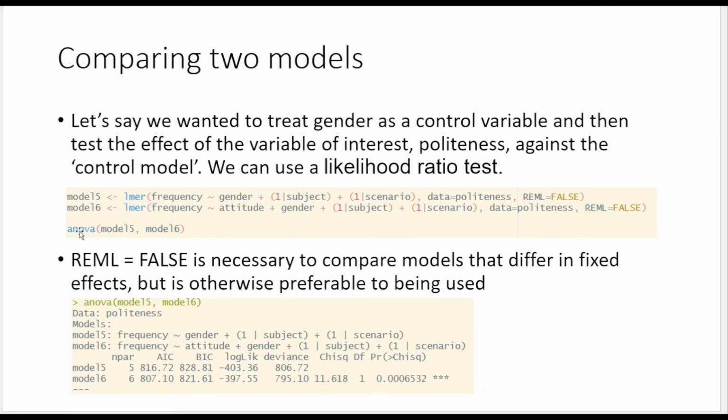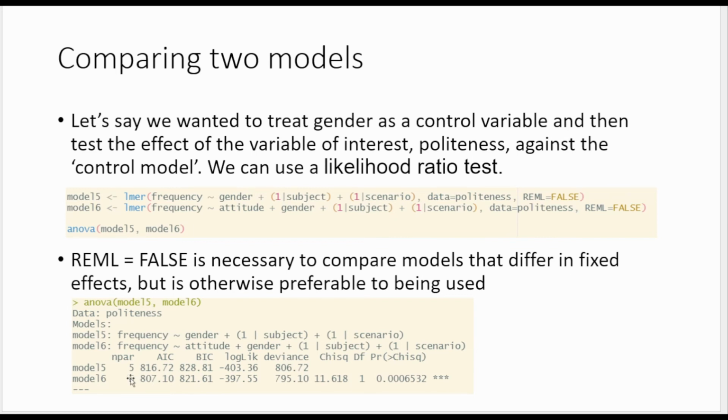So now we would run this command called ANOVA. It's not like analysis of variance as you would expect it. It does a likelihood ratio test on the log likelihood of the model itself. So it's a determination of the model fit, essentially. Yeah, so this would be an outcome of our ANOVA summary. ANOVA model 5 compared to model 6. So model 6 is our one where we're testing the variable of interest.